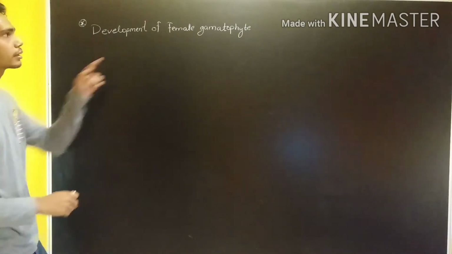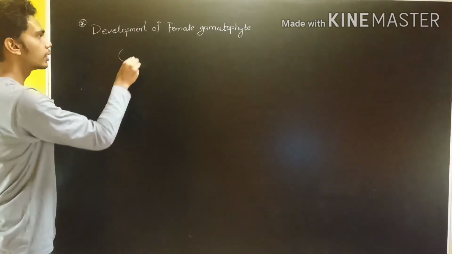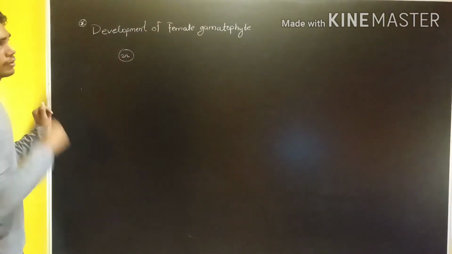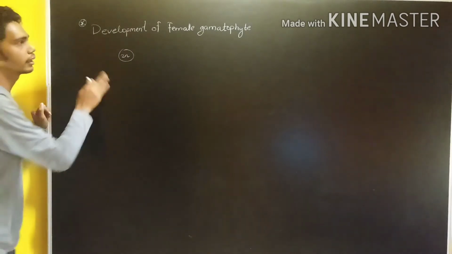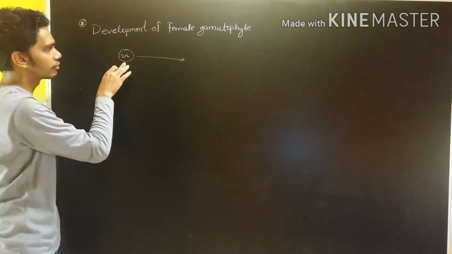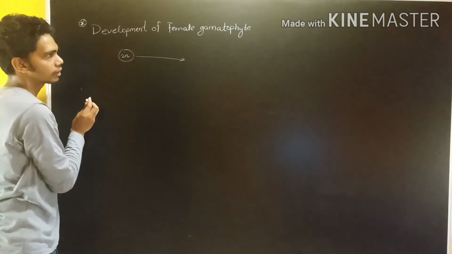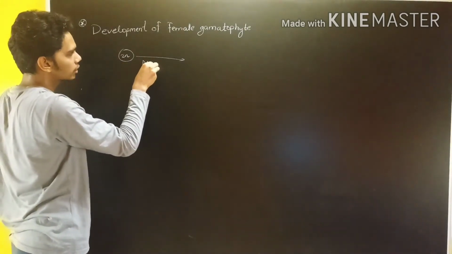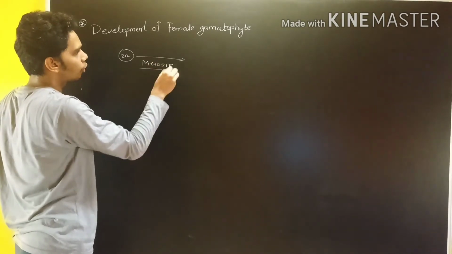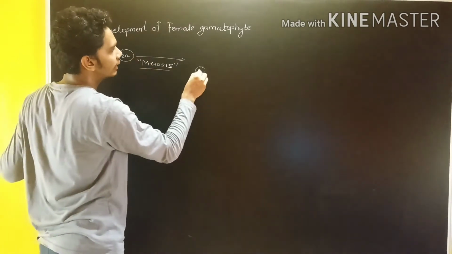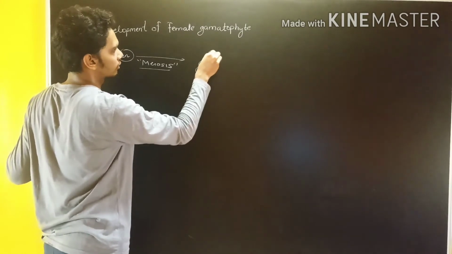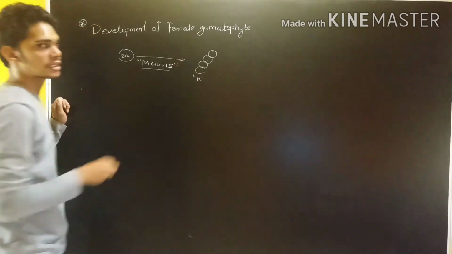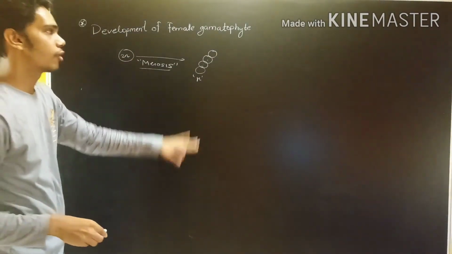But in the case of the female gametophyte, the first cell is diploid. So we want haploid. The sporangium cell first undergoes meiosis, which leads to the formation of a linear tetrad. In the linear tetrad, each individual cell is n-type, so this is a haploid cell.